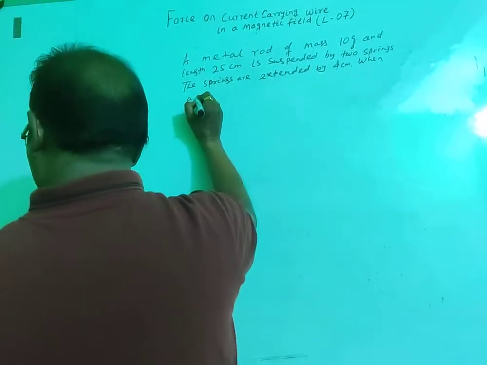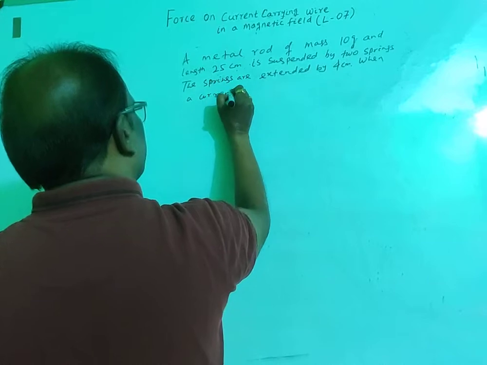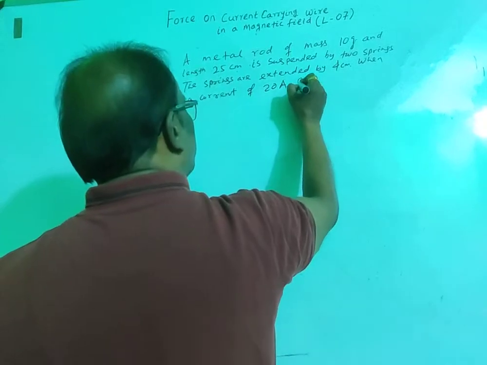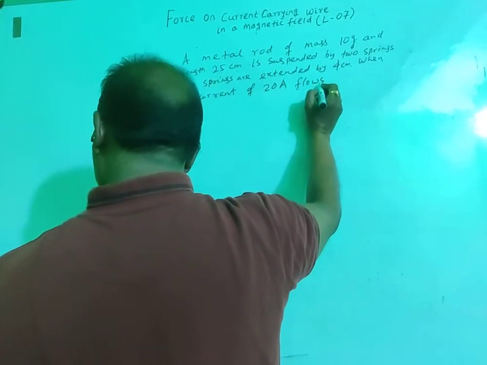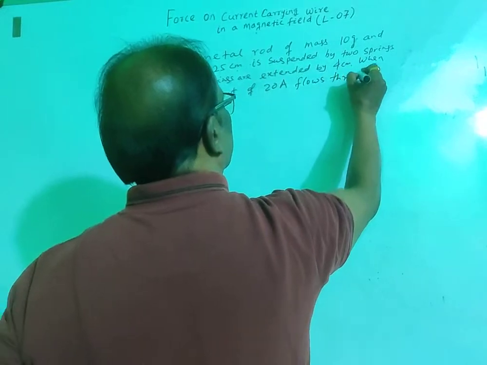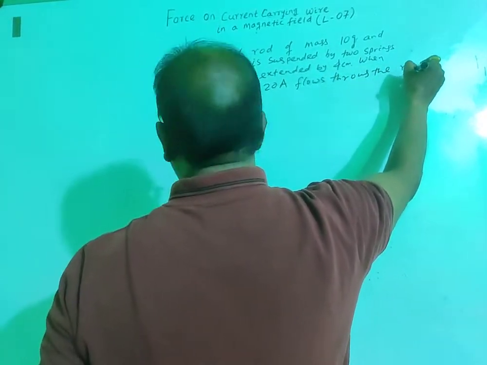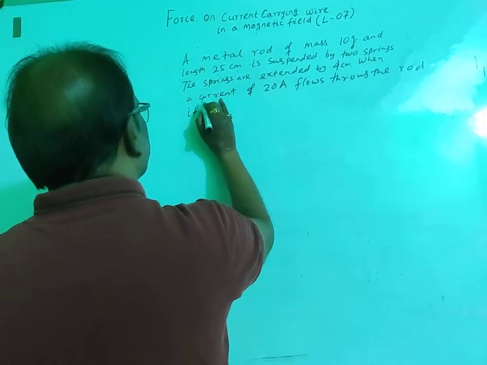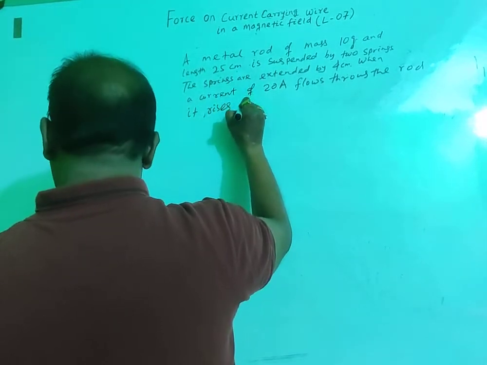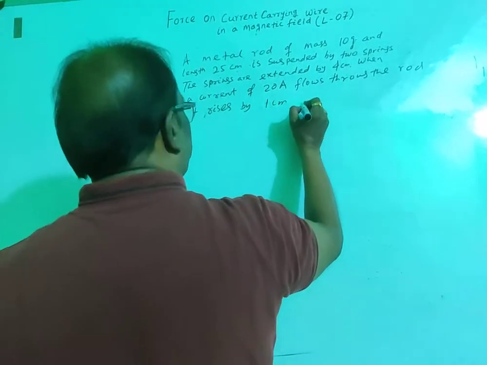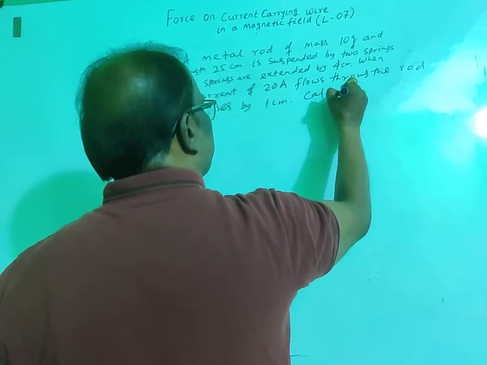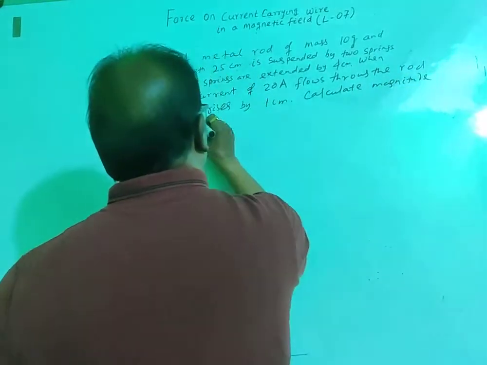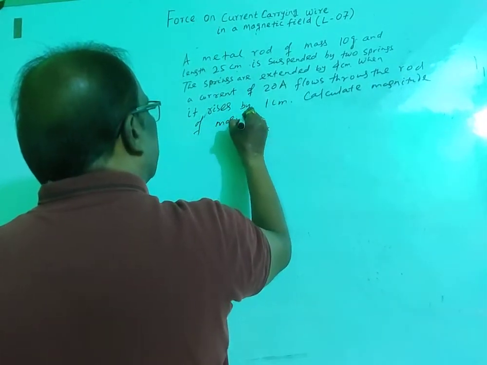when a current of 20 ampere flows through the rod, it rises by 1 centimeter. Calculate the magnitude of magnetic field.